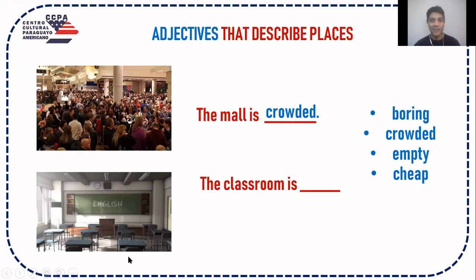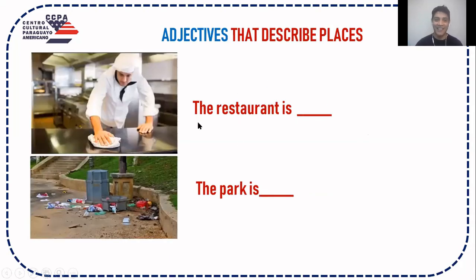Then we have the English classroom, right? So the classroom is boring, crowded, empty, or cheap. What do you think the answer is? Do we have a lot of people here? We don't have any people here. We don't have any. You see, I'm using the grammar. So the opposite of crowded is empty. So the classroom is empty. Good job. Yes. Now let's try to describe these places, the restaurant and the park.